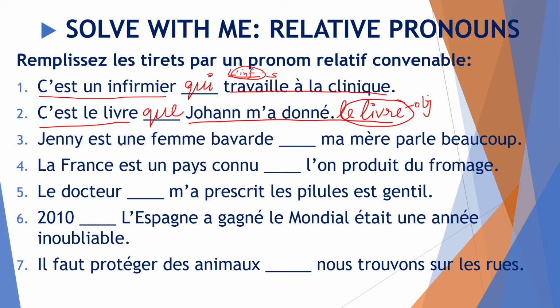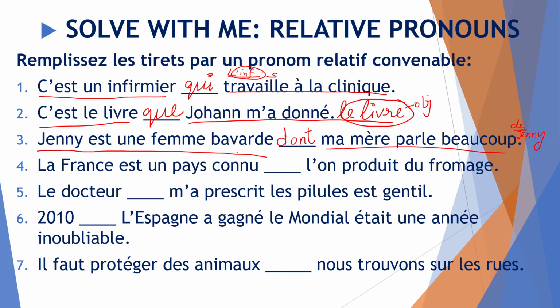Okay? Then, Jenny est une femme bavarde, dash, ma mère parle beaucoup. Now this, look at it carefully. Jenny est une femme bavarde will be the first sentence. Ma mère parle beaucoup. What will be the completion of this? De Jenny, right? My mother speaks a lot about Jenny. So when you have the de as part of the phrase, you have to use the relative pronoun dont.